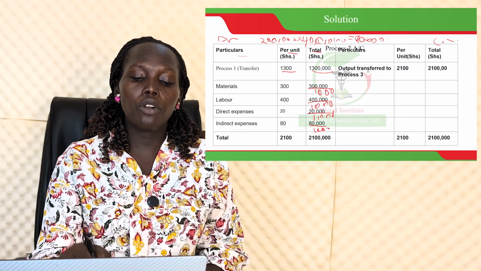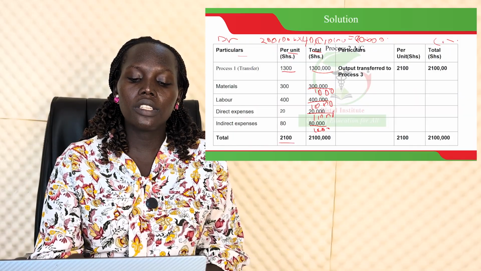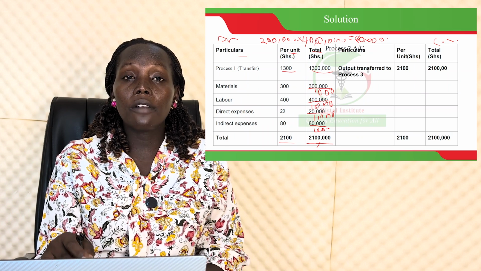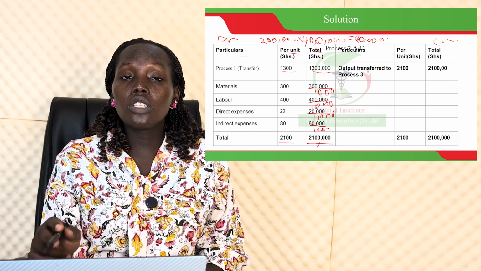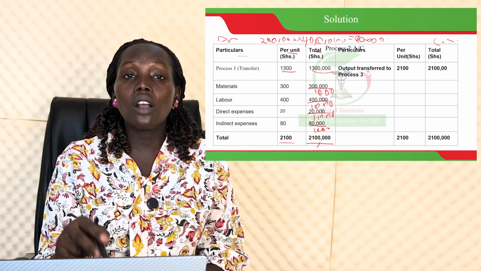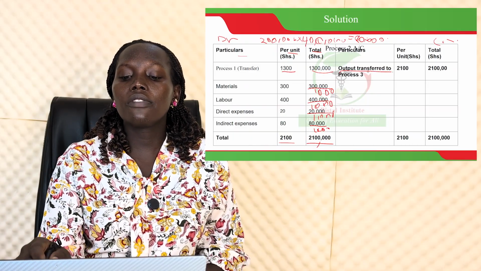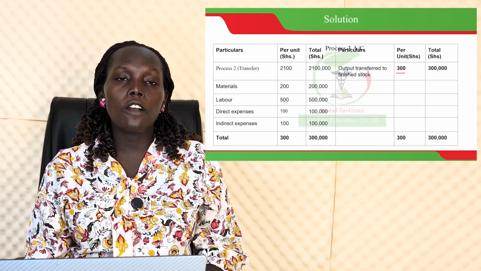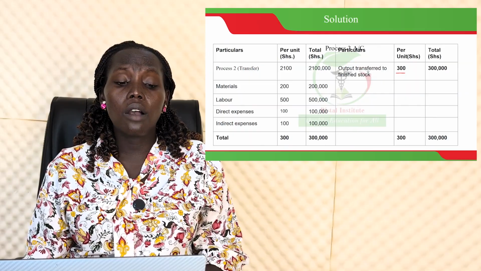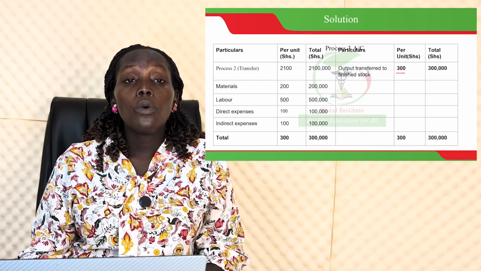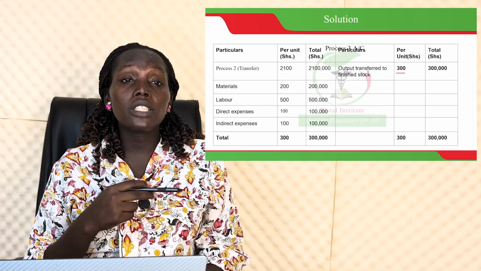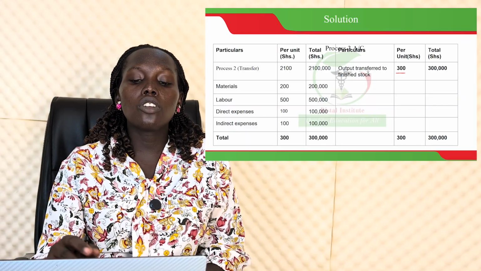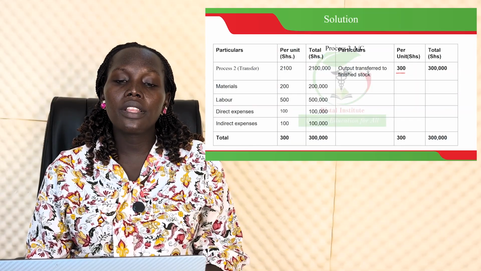So to get the total, you compile the total per unit, which we got this and this. So this becomes our finished stock, our finished price. This finished stock is now transferred to process 3. So we go to our process 3 account now. We do the same. We bring the one that we have transferred from process 2, which is 2,100, and then the total was 2,100,000.